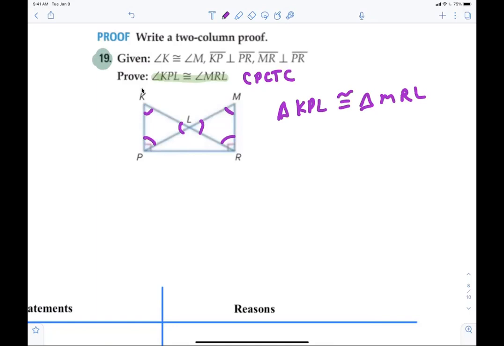So now help me, Lucas. KL. Yeah, that we know because it's just vertical. We know it's vertical. So that's why we have two angles. That was the easy one. Now I'm trying to figure out a side. The question is, what side can I say is congruent? Harrison. MP and KP. MR, yes, that's true. Those are congruent. How do I know that?